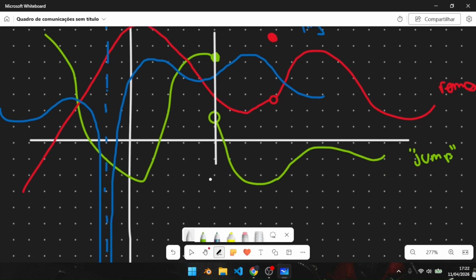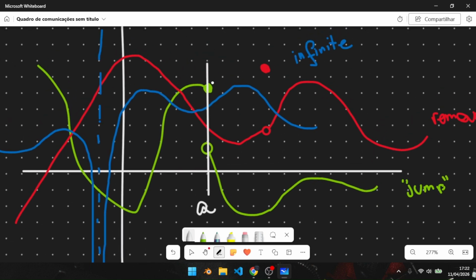But f of, let's say this is a, okay? F of a is going to be this, not this, okay? And about the jump, something important to talk about is that when you calculate the limit of f of x when x tends to a, you're going to find that the limit does not exist, because if you come from the left, it gives you this, and if you come from the right, it gives you this. So both the lateral limits are different, so the limit does not exist when x tends to a.